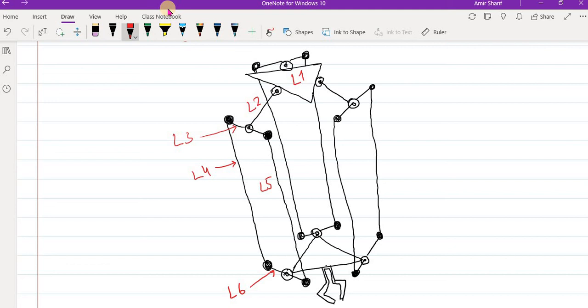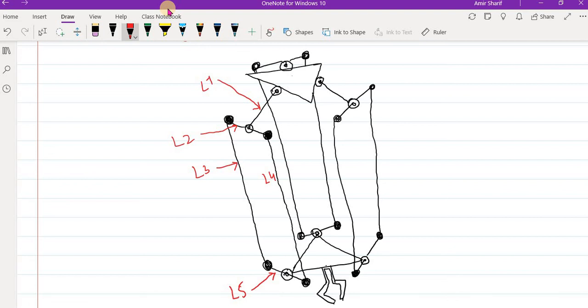Better if we do it this way, right? We call this one L1, and then we have L2 here, L3, L4, and L5 here. So this is for one arm. There are three pairs of these arms. So in a single arm we have 5 links.